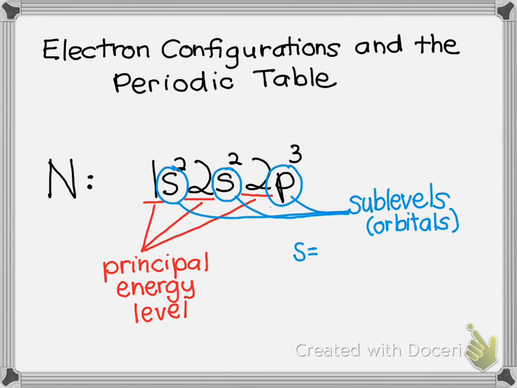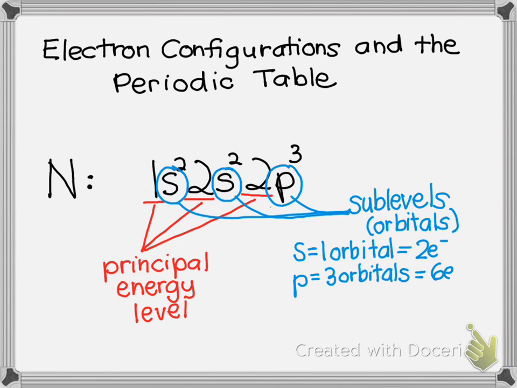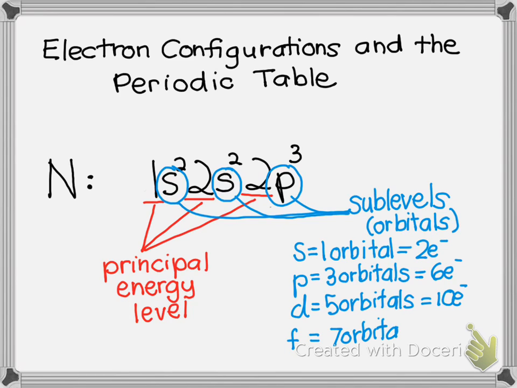The S sublevel holds 1 orbital inside of it, so that's a maximum of 2 electrons. It would never have more than 2 in an S. The P sublevel has 3 orbitals inside of it, and so that would make a total of 6 electrons because each orbital can hold 2 electrons. The D sublevel contains 5 d orbitals, so that can be a total of 10 electrons in that sublevel. And then the F contains 7 orbitals. Any type of orbital can only hold 2 electrons, so 7 times 2 gives us a total of 14 electrons.